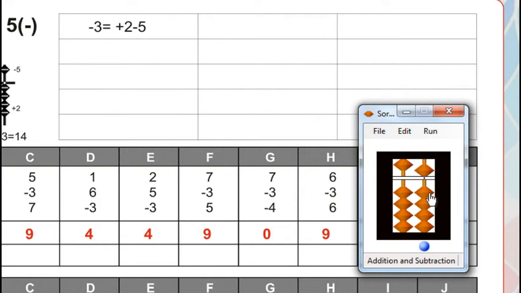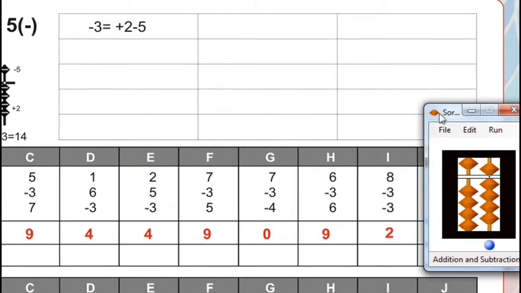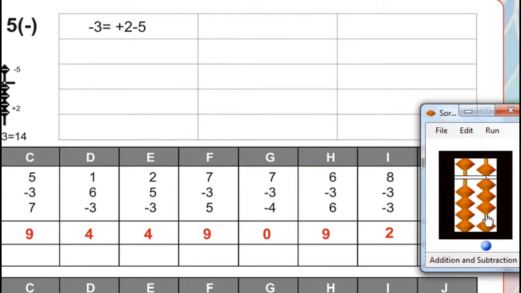6 minus 3 minus 5 plus 2. 6, 5 and 1, 6. 9 answer. Next, 8 minus 3 and again minus 8. Minus 5 plus 2. Answer is 2.